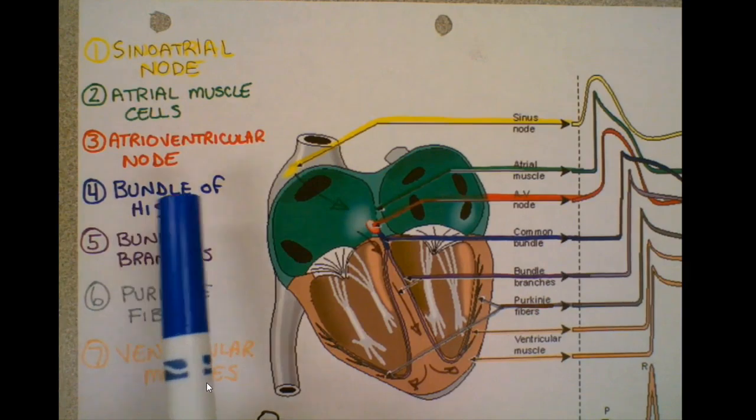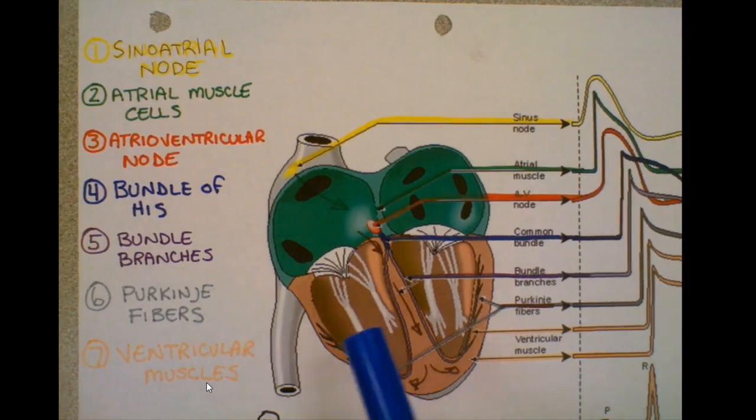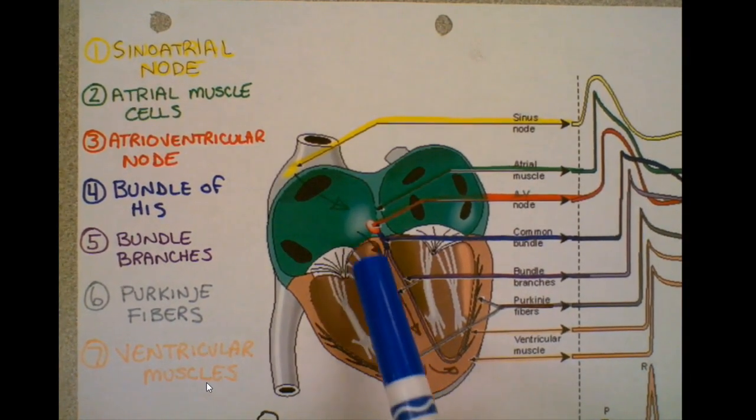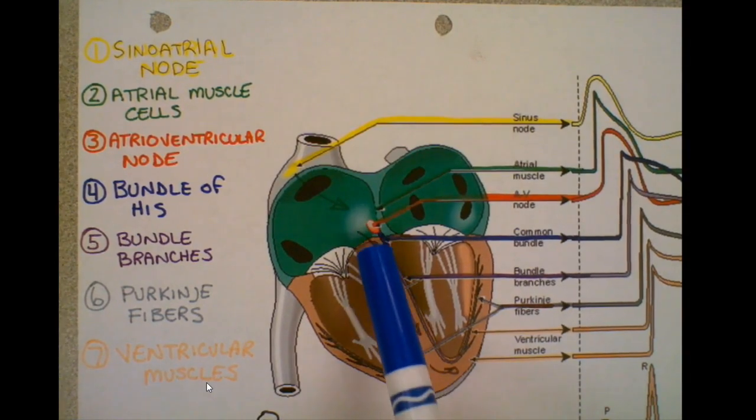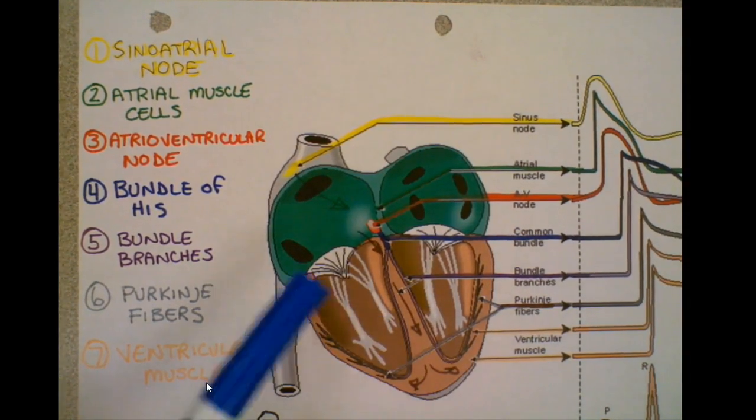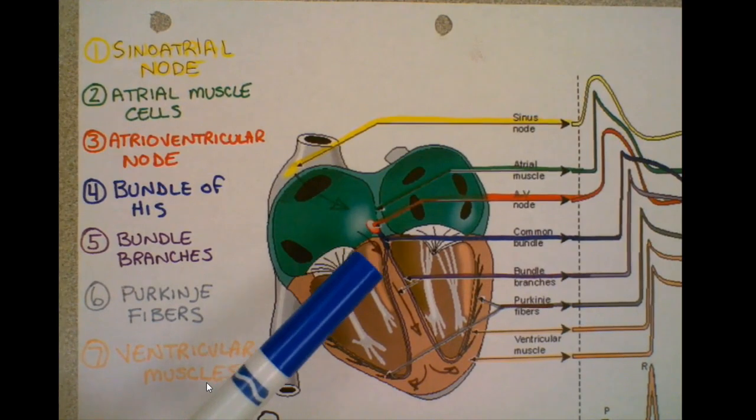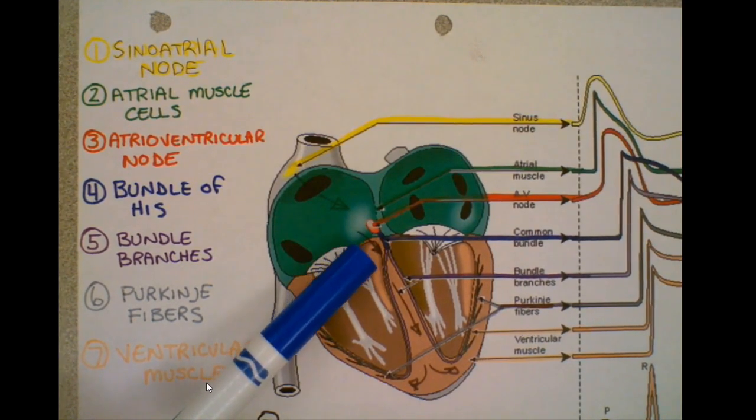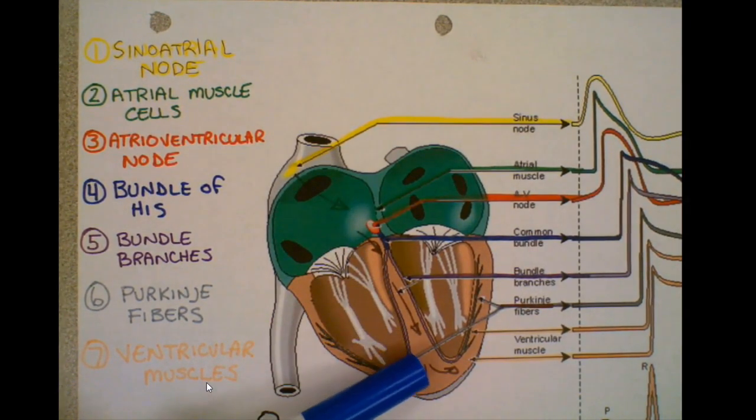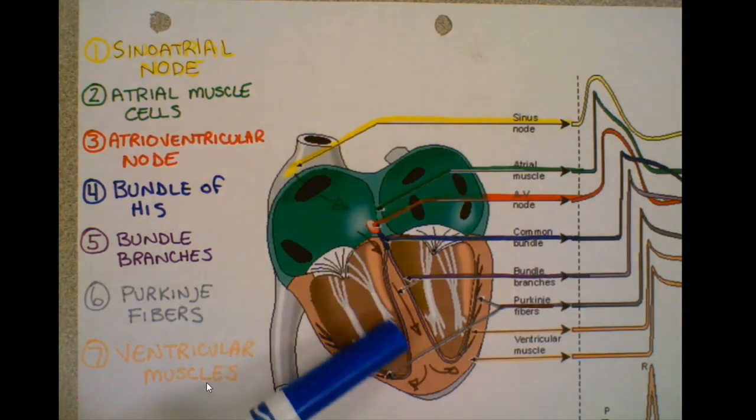Now, the ventricles are divided by this interventricular septum. Remember, it's this big divider that goes through the middle of the heart. So the conduction system is going to move from the AV node through this septum.